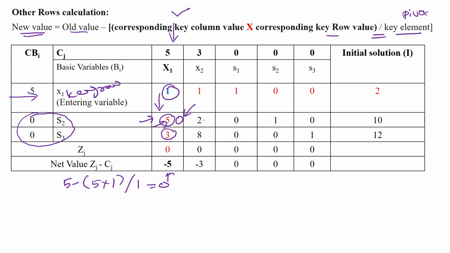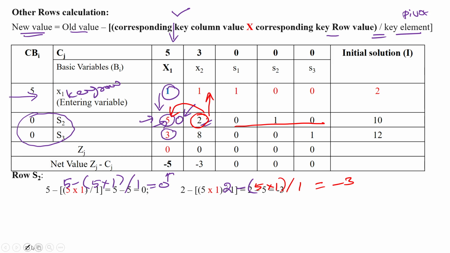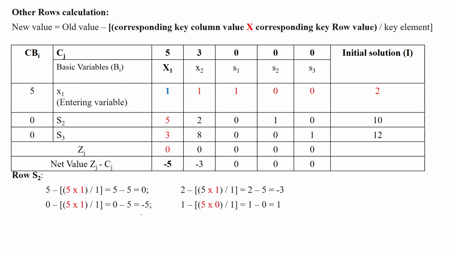Next, you have to use this one. Here the existing value is 2 minus the corresponding key column value, which is this 5. So 5 into the corresponding key row value for this value, which is 1, divided by the pivot value 1. So you will get minus 3. Like that we have to calculate for the entire row. When you calculate for the entire row, you will get the values like this. You see, minus 5 for this place, and for this the key column value is 5, and the corresponding row value is 0, divided by the pivot value 1.